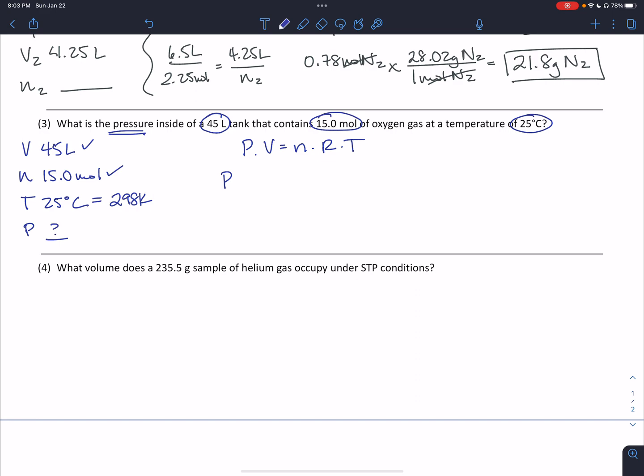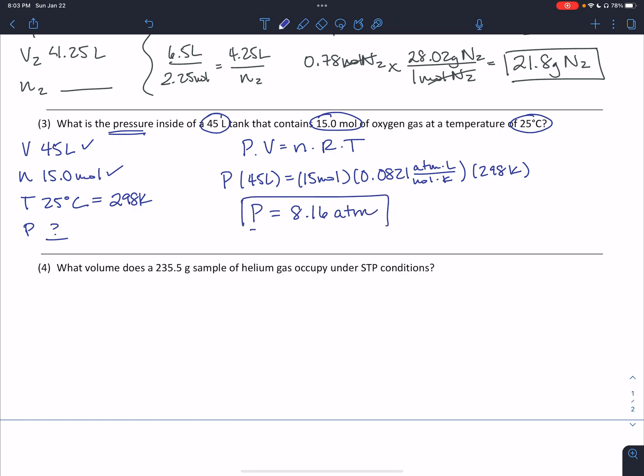All right, so now we plug everything in. Pressure times 45 liters equals 15 moles times 0.0821. Now, everybody always asks me, do I need to write that big unit for R? My answer is I would, because I think it gives you good practice remembering what all your other variables' units should be. So I vote yes. And then 298 Kelvin. So we're going to multiply that side, divide by 45, and we should find that our pressure within this container is 8.16 atmospheres. The problem doesn't specify a unit, so I'm just going to leave it in atmospheres.